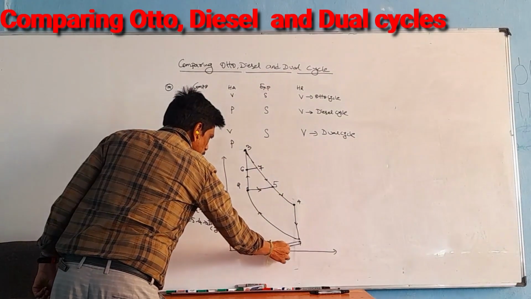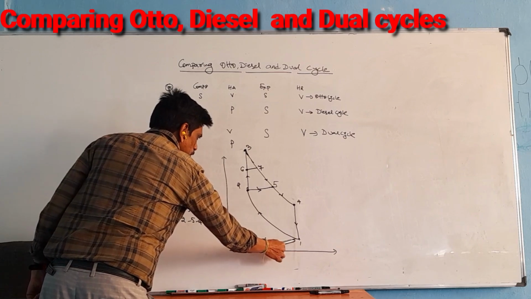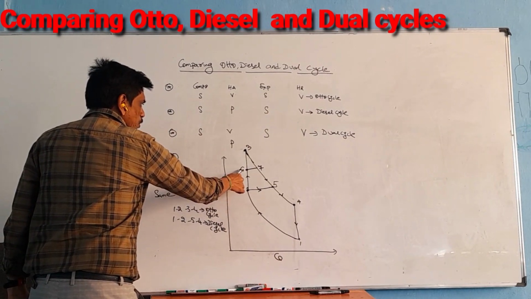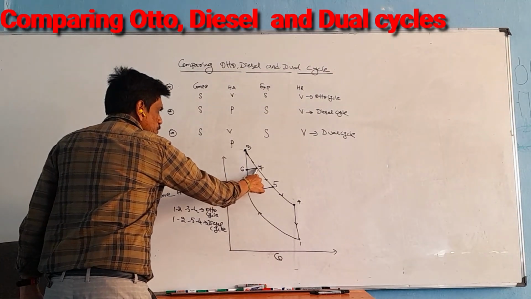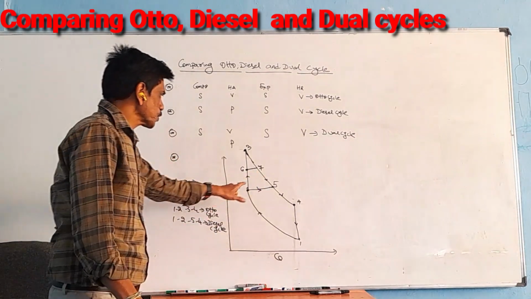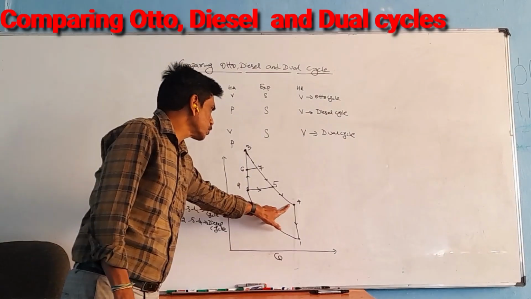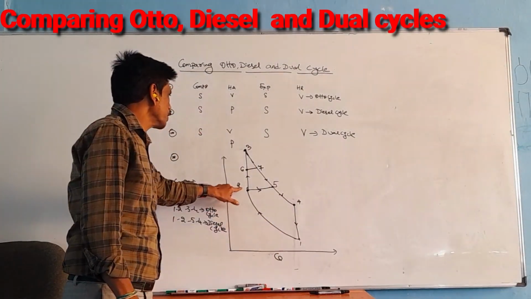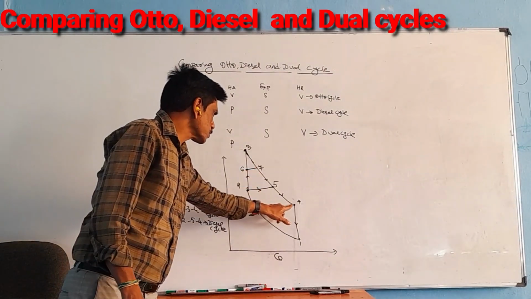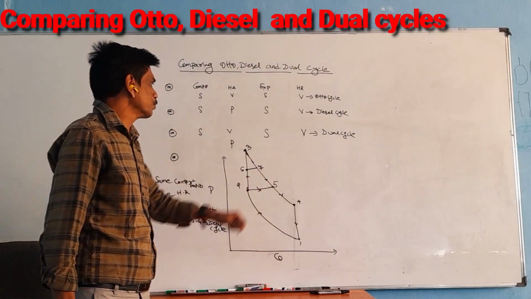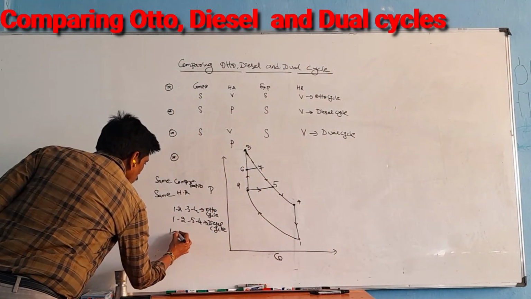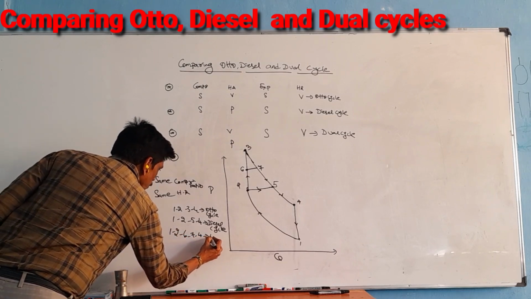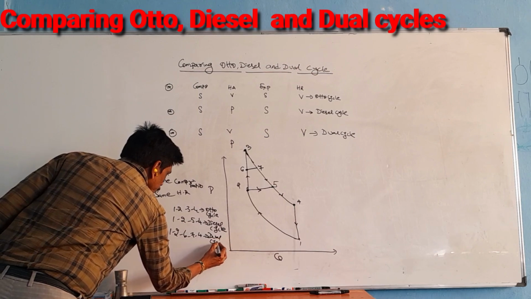Now you can see the dual cycle. 1 to 2 is the compression, 2 to 6 is the constant volume heat addition, 6 to 7 is the constant pressure heat addition, 7 to 4 is the expansion, and 4 to 1 is the heat rejection. So SP, SV, that becomes the dual cycle. So 1, 2, 6, 7, 4 is the dual cycle.